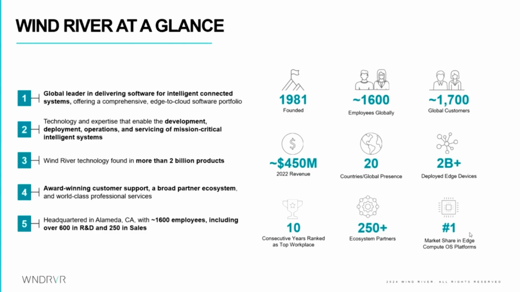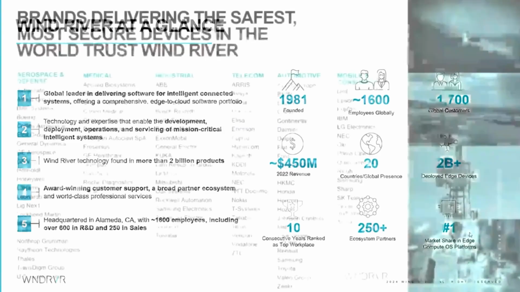Our technology is trusted by over 2 billion products deployed worldwide from leading companies in over 20 countries. That success is due in part to our award-winning customer support, a broad partner ecosystem, and world-class professional services. We're also laser focused on building a collaborative and innovative culture. For 25 consecutive years, we have been ranked as a top workplace. We are headquartered in Alameda, California, but our impact is global. We have a strong presence of over 1,600 employees around the globe, and we are proud to hold the number one market share position in edge compute OS platforms.